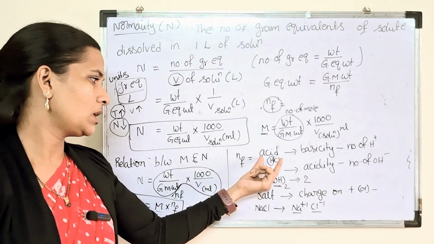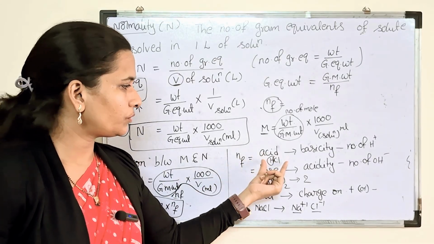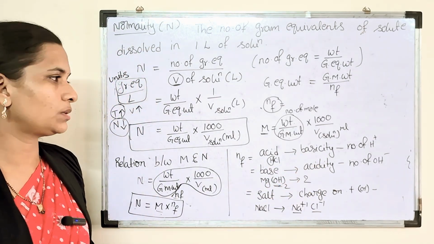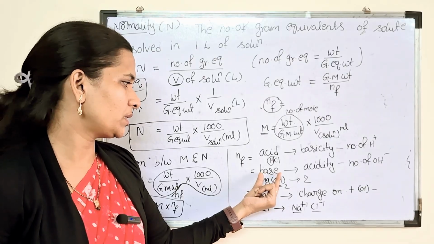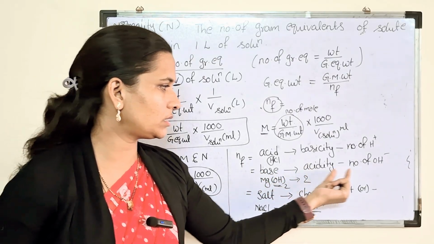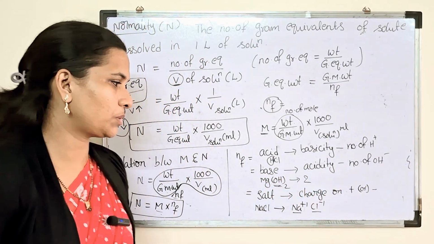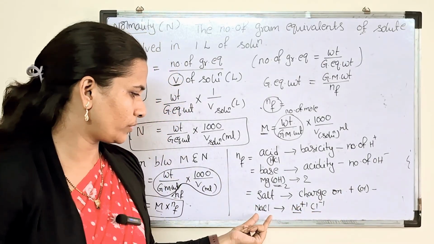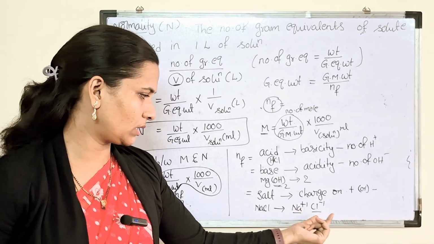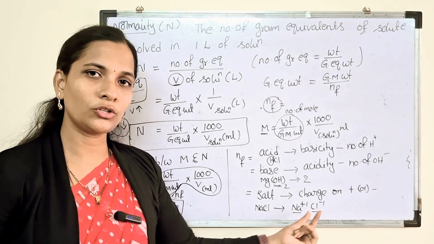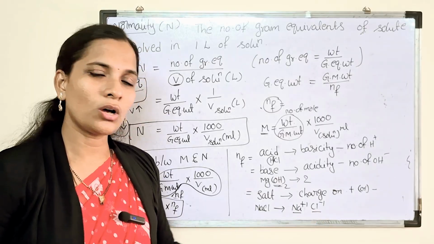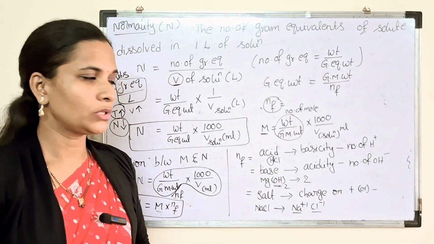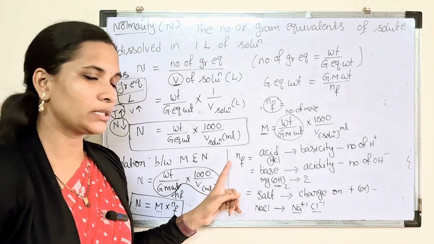If it is an acid, the n factor is the basicity, which is the number of H plus ions replaceable. If it is a base, then the n factor is the acidity, which is nothing but the number of OH minus ions replaceable. And the n factor for a salt is the charge on the cation or anion. For example, NaCl, Na plus and Cl minus: one is a cation and one is an anion. The cation charge is 1, and for a salt the cation charge is always equal to the anion charge, so either charge we can take as the n factor.